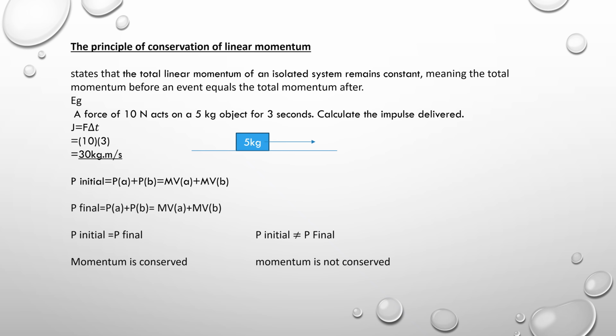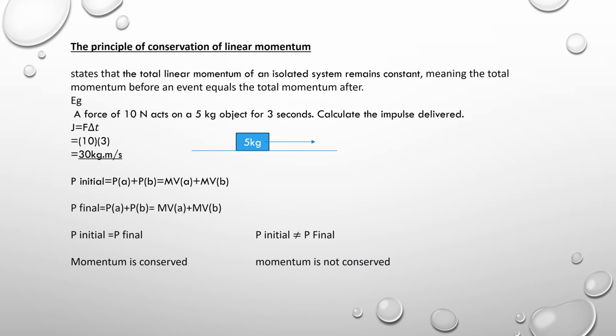Then the principle of conservation of linear momentum states that the total linear momentum of an isolated system remains constant, meaning the total momentum before an event is equal to the total momentum after the event.